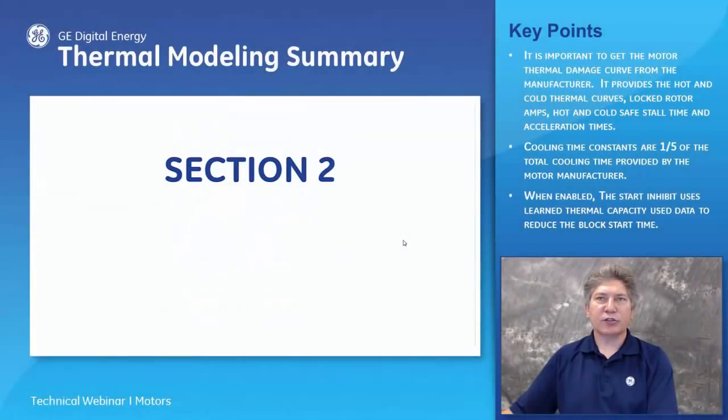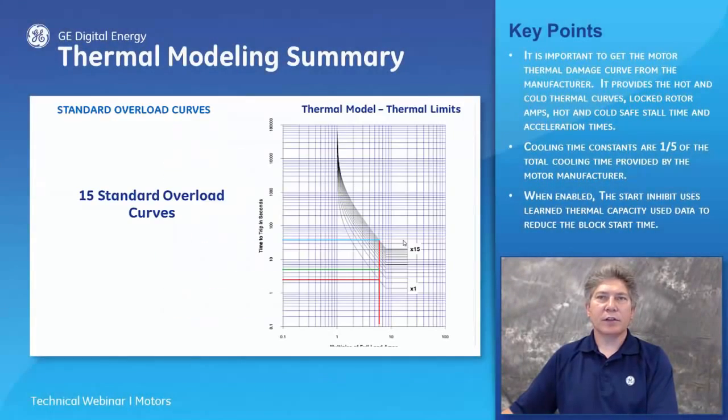Let's summarize Section 2. This graph represents the 15 standard thermal damage curves that you can select within the motor protection relay settings. The graph is drawn on logarithmic paper where the x-axis represents the multiples of full load amps and the y-axis represents the time to trip in seconds.